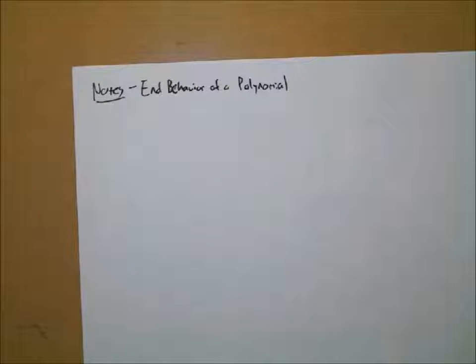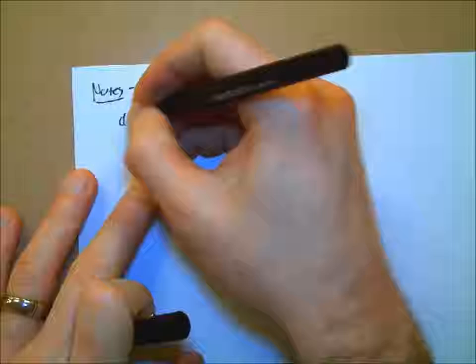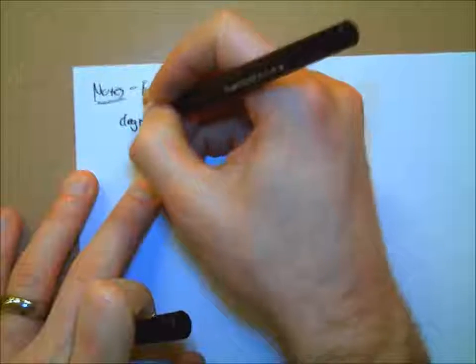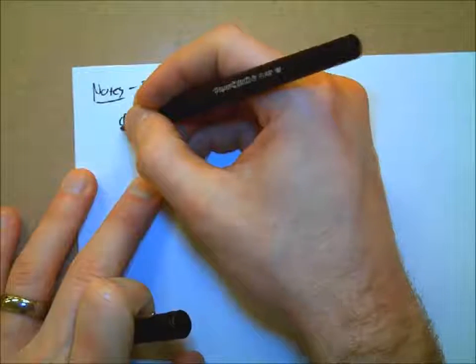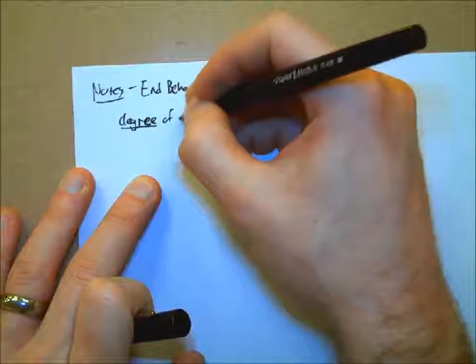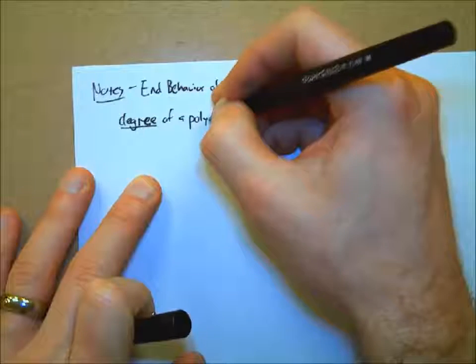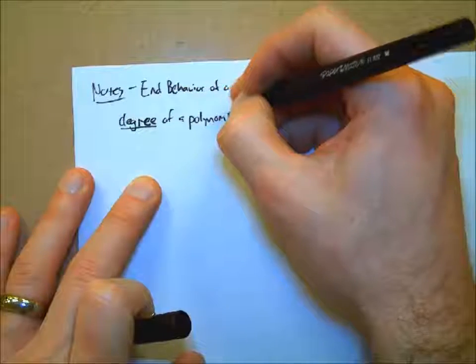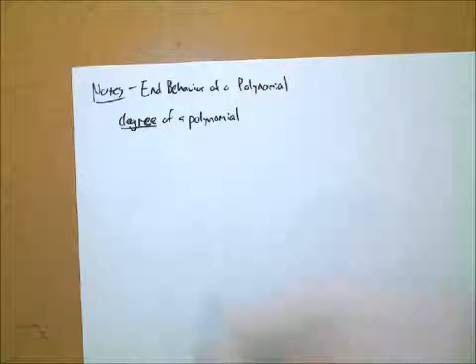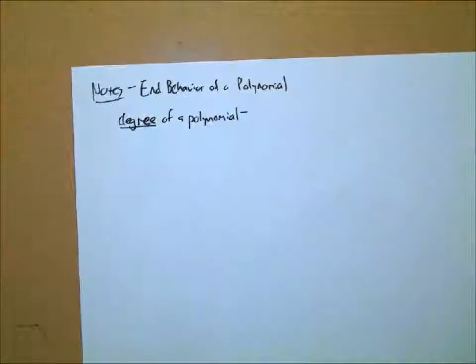So, in order to discuss the end behavior of a polynomial, we want to make sure we have one key term down, and that is the degree of a polynomial. Does anyone remember how you find the degree of a polynomial? What makes it a degree?